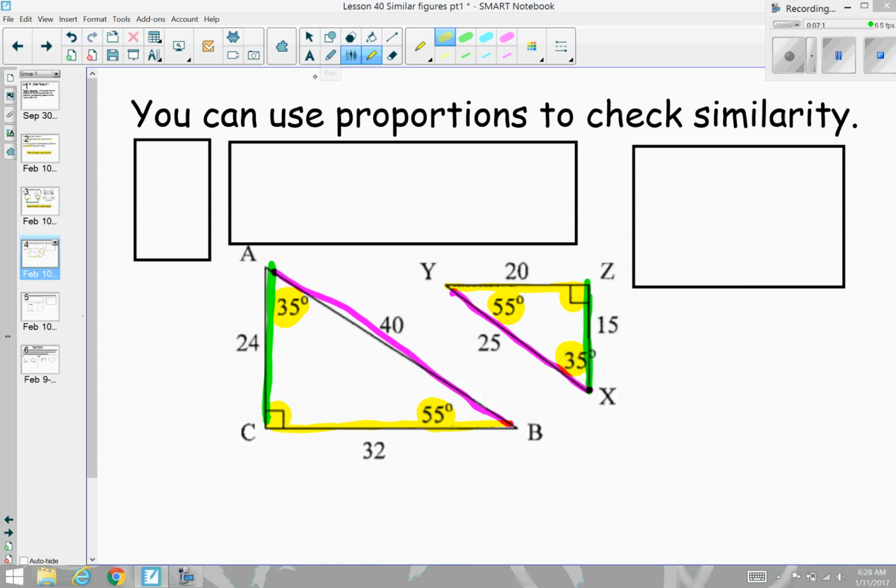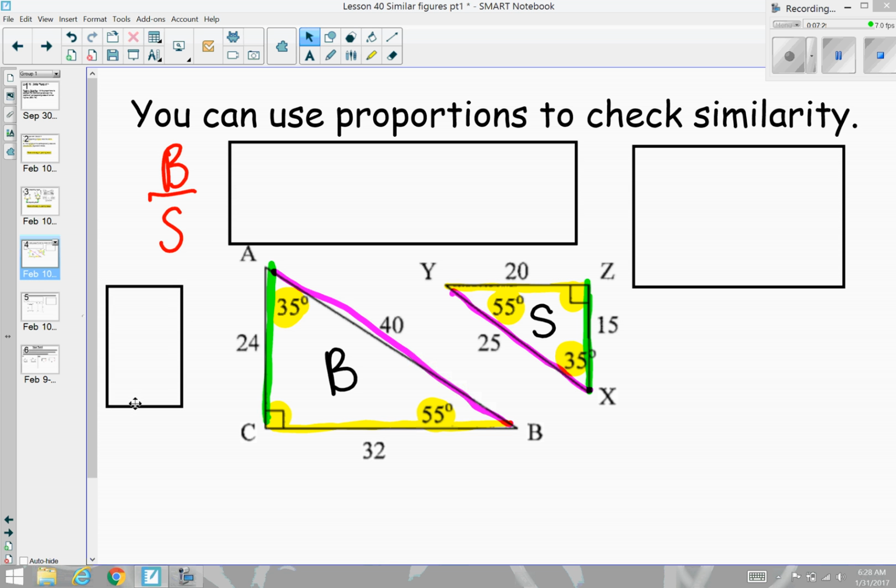Now let's set up the proportion, okay? So again, we want to identify what we are comparing. And here I have my big triangle compared to my small triangle. So I'm going to set that up. I know that I'm going to do big to small. And now I want to set up a proportion to check if the corresponding sides are proportional to each other and make them similar or not.